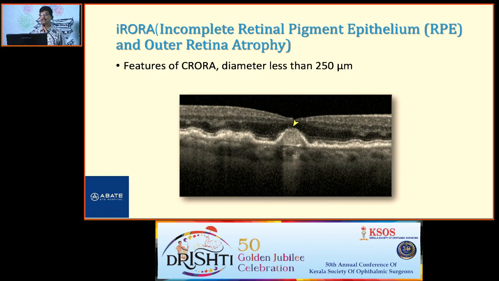Now it has been shown that with the C3 or C5 inhibitors, we can actually reduce the rate of progression of iRORA to cRORA.